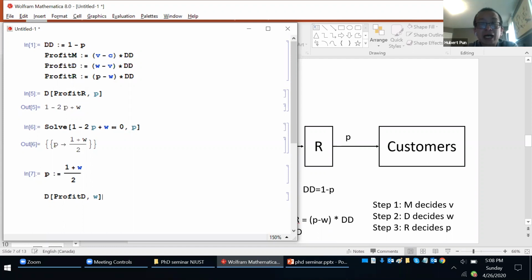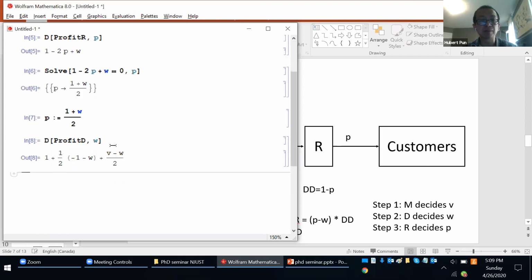So we look at the objective function as profit D, where the optimization is with respect to wholesale price W. So the distributor sets W. So we have shift enter, and then we have this particular value. So this is a little bit messy, so then we can go back here and do the Factor. Okay, Factor[D[profit D, W]]. And then we have something like that. And we want to find out what is the optimal W. So therefore we set this equal to 0, okay?